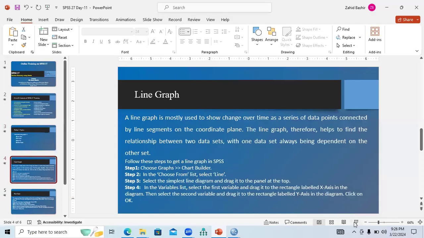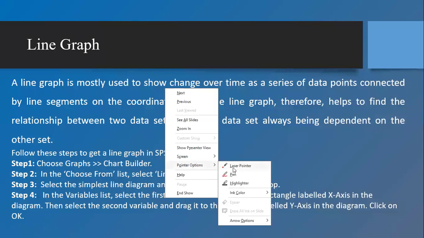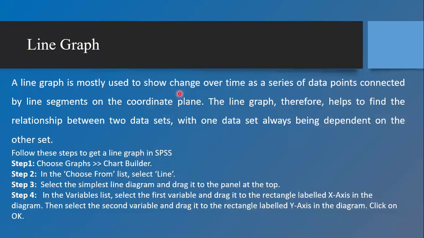The first of these graphs is the line chart. A line graph is mostly used to show change over time. Always remember, for creating a line graph, you need to have time series data. A line graph is mostly used to show change over time as a series of data points connected by line segments on the coordinate plane. So the line graph helps to find the relationship between two data sets, with one data set always being dependent on the other. You can say that you need to have a variable with reference to the time dimension.